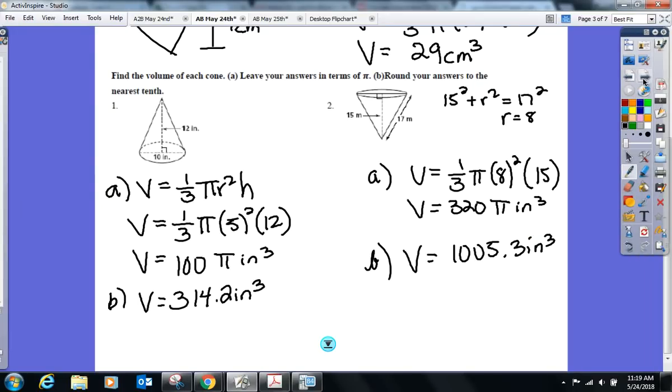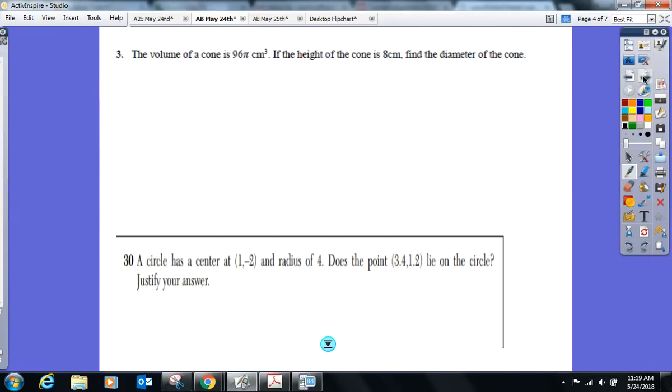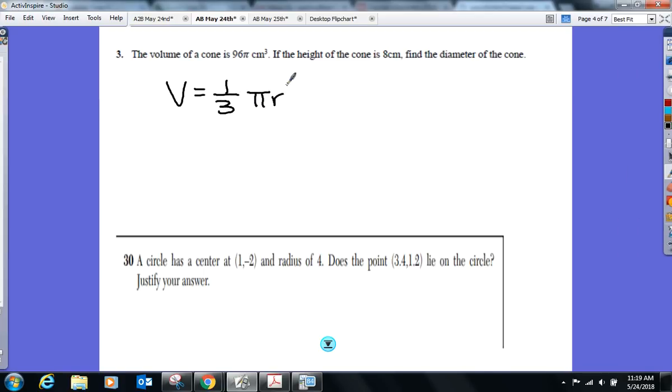And finally, can you work with the volume? Okay, can you work with the volume? Volume of a cone, 96 pi. Find the diameter. I know you guys can help me. I don't have a diameter, though, in the formula. What do I have, though?